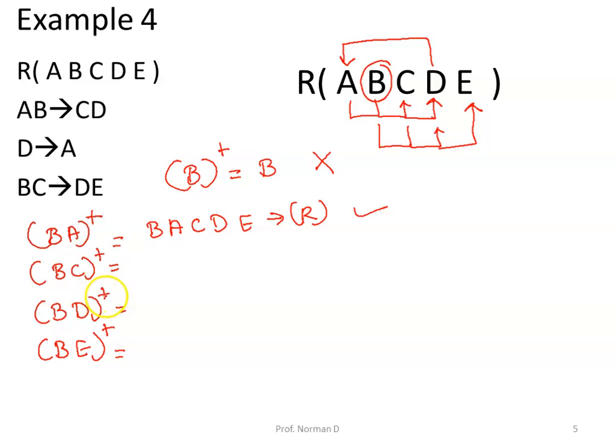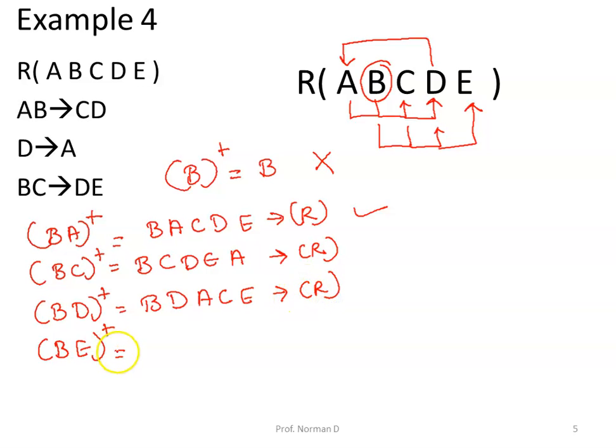Now BC. BC gives us BC, BC gives us DE, D gives us A. So here also we get the relation. Next, BD gives us BD, D gives us A, AB gives us CD and BC gives us DE. So as of now, three candidate keys. Finally, on BE, BE gives us BE. That's it. So this is also not a candidate key.